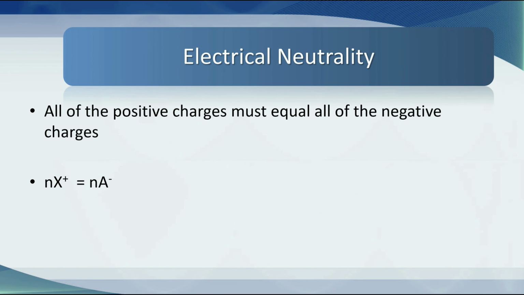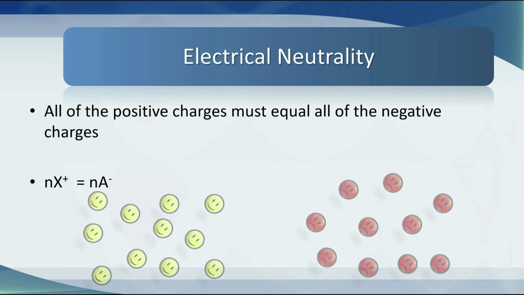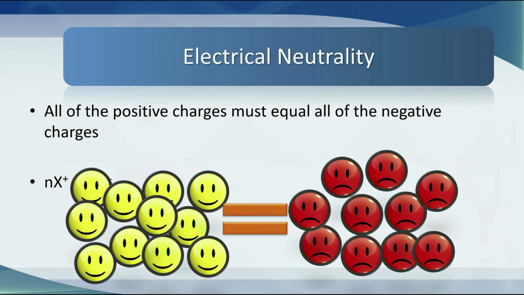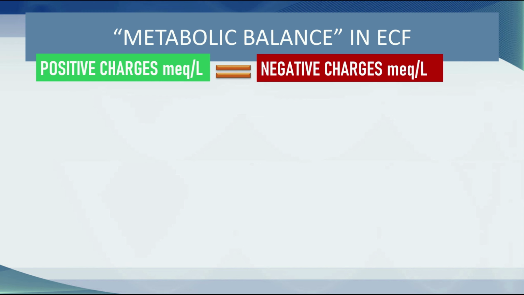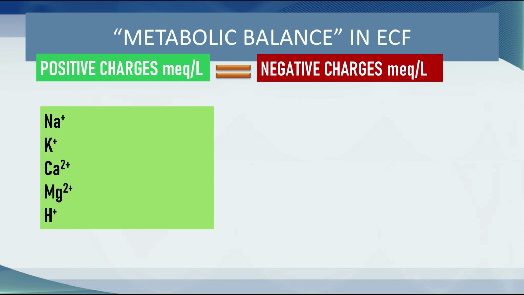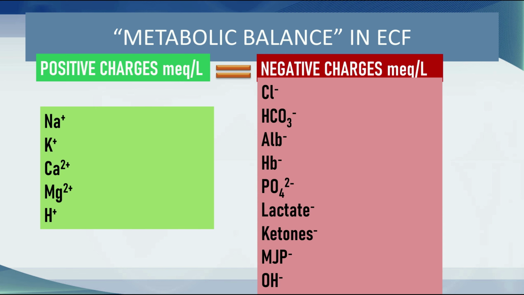As I said in the previous tutorial, all positive charges must equal all negative charges. There aren't a lot of charged particles in the extracellular space. On the left-hand side of the screen, we have the positively charged particles in order of magnitude. Clearly the most important is sodium. On the right-hand side, we have the negative charges, of which there are more, and the most abundant is chloride. In the middle, we have the buffer systems: bicarbonate, albumin, phosphate, and hemoglobin.